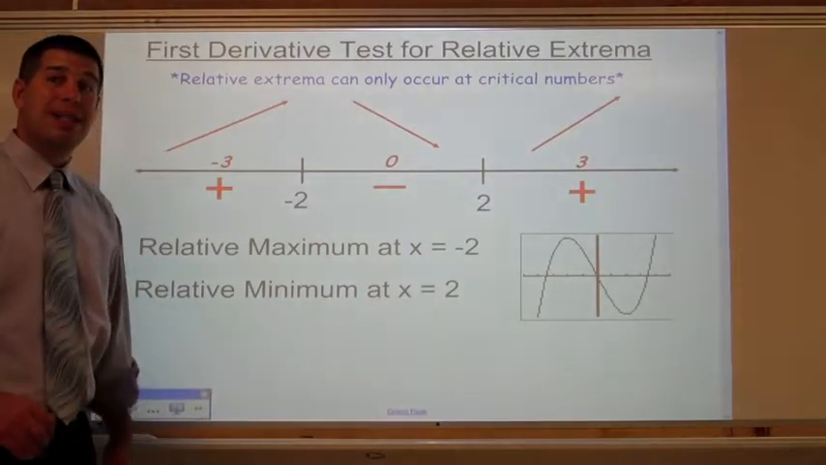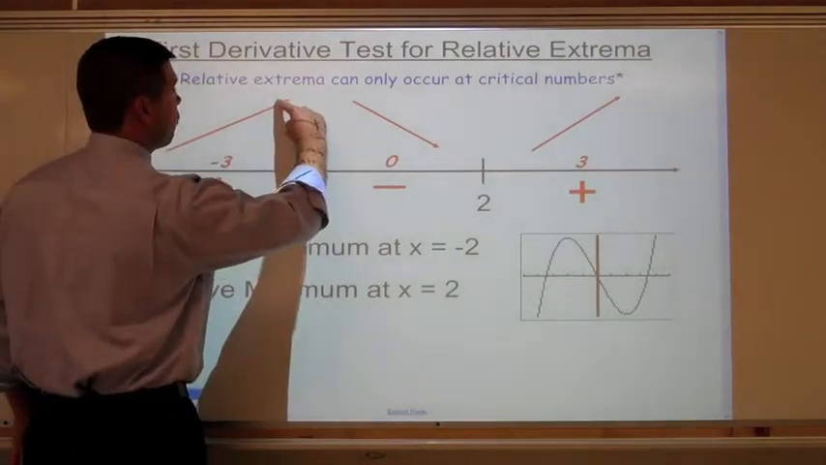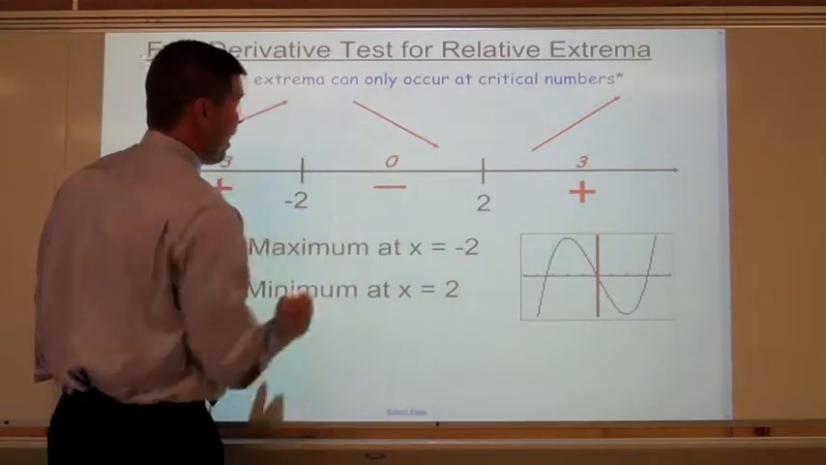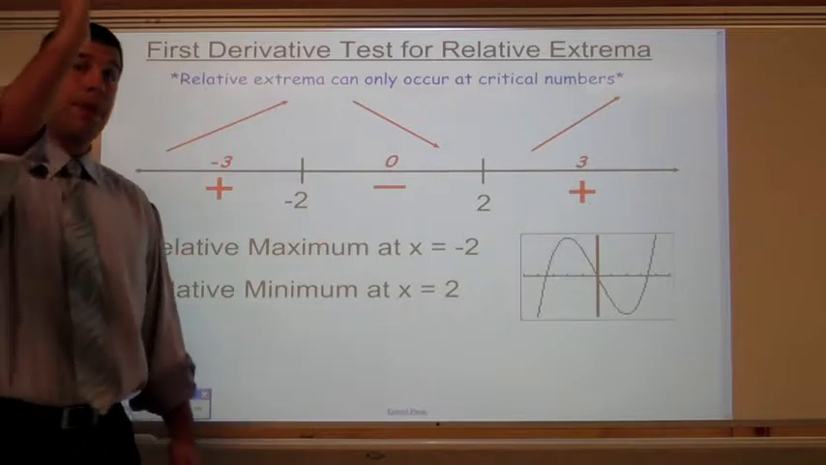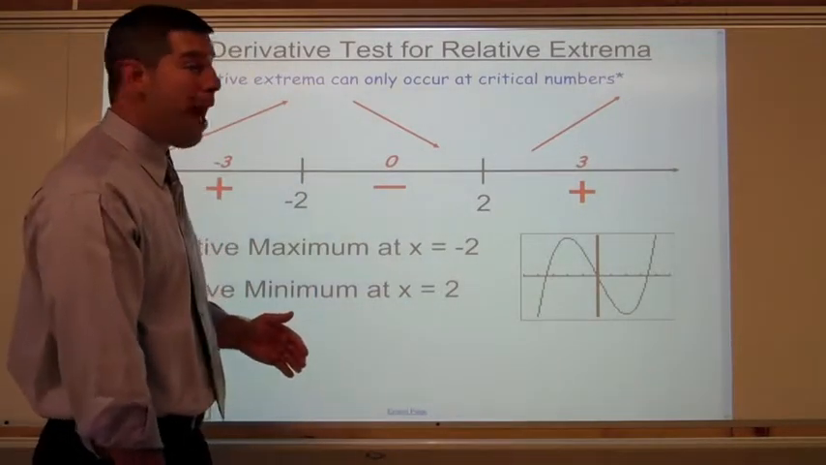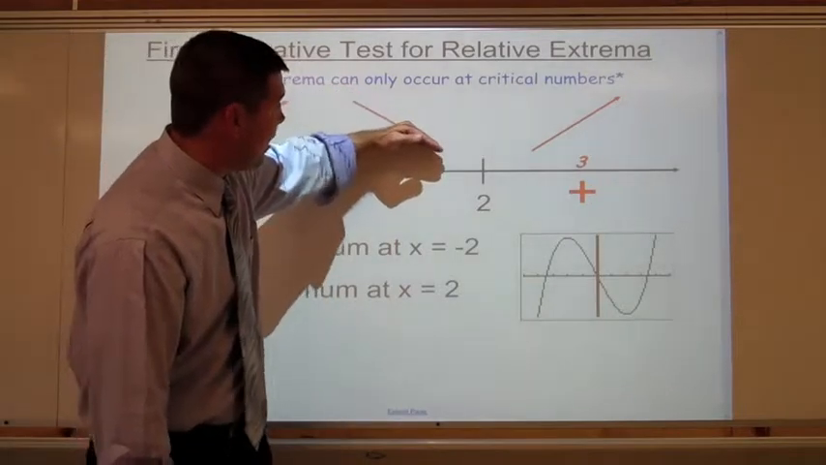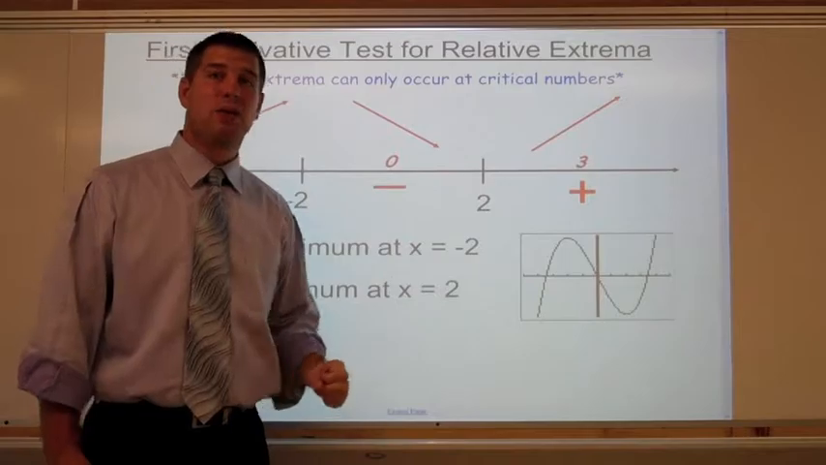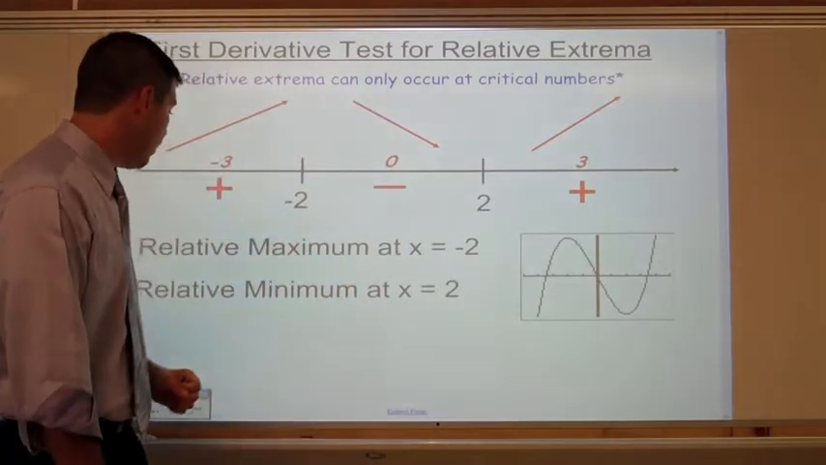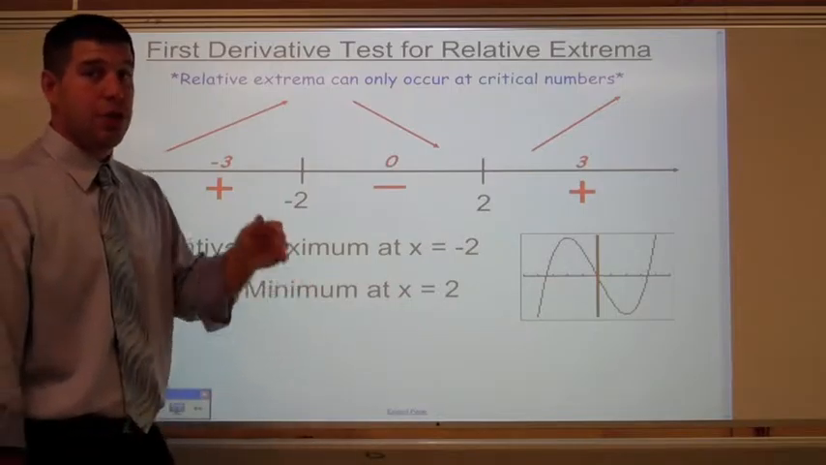Now we've got to think about what this means. If the function's increasing before -2, then decreasing after -2, it's going up, then coming back down, that must mean you have a relative maximum at x equals -2. And then if you're going down here, coming back up here, well, you must have a relative minimum at x equals +2. So you write that down: relative max at x equals -2, relative min at x equals 2.